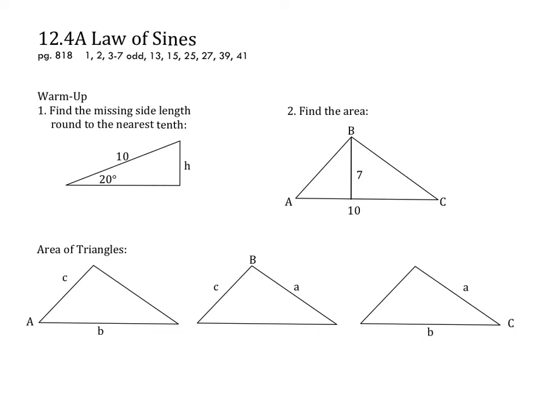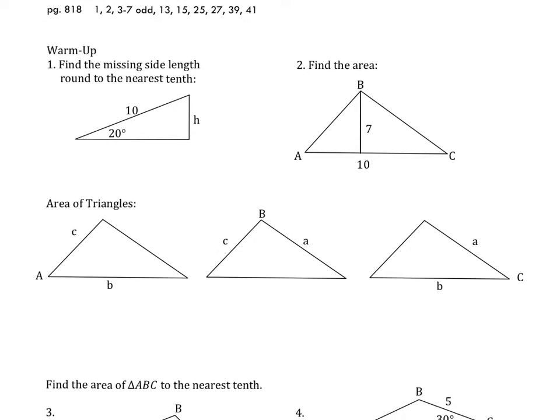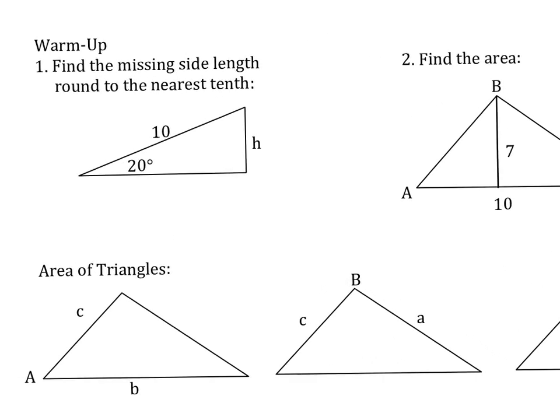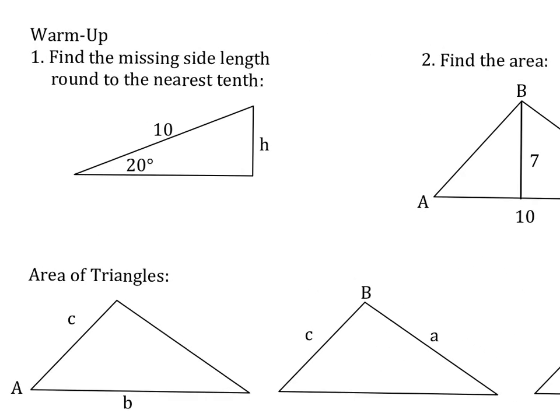In 12.4, we're learning about the law of sines. So we're going to start with some review. First thing we're going to do on number 1 is find the height of that triangle. They don't give us this, but we should know that height is perpendicular to the ground. So I'm going to make that a right angle.